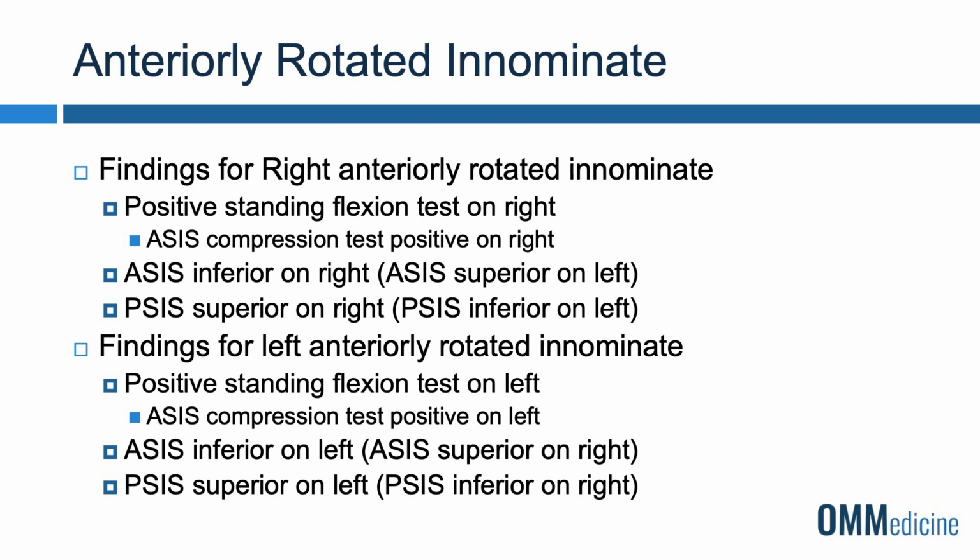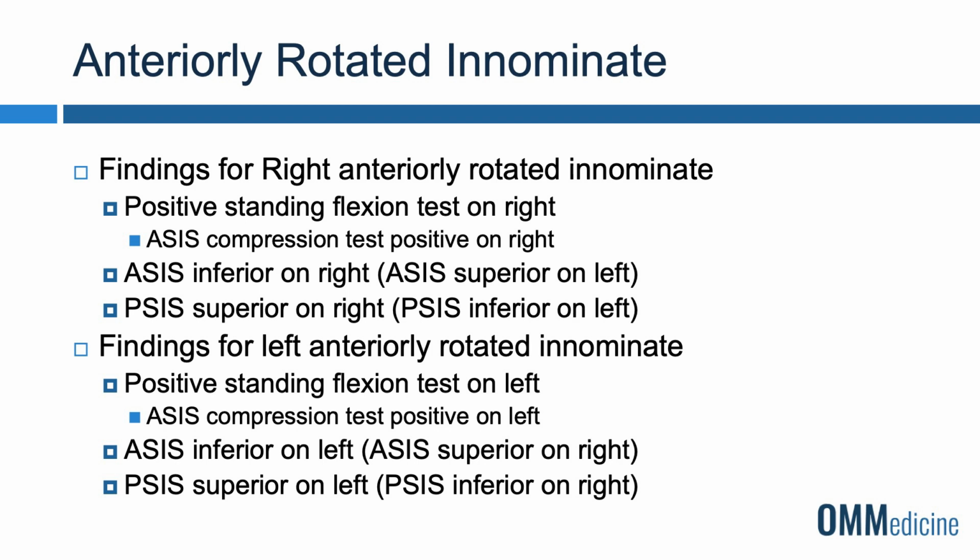For a right anteriorly rotated innominate, we are going to start with the standing flexion test, and in this case it will be positive on the right. You could also do the ASIS compression test, which is also sometimes listed in test questions, and again, that would be positive on the right. Now we will palpate the ASIS and then the PSIS. The ASIS is going to be inferior on the right, more towards the feet, and the PSIS on the right is going to be superior, or more towards the head.